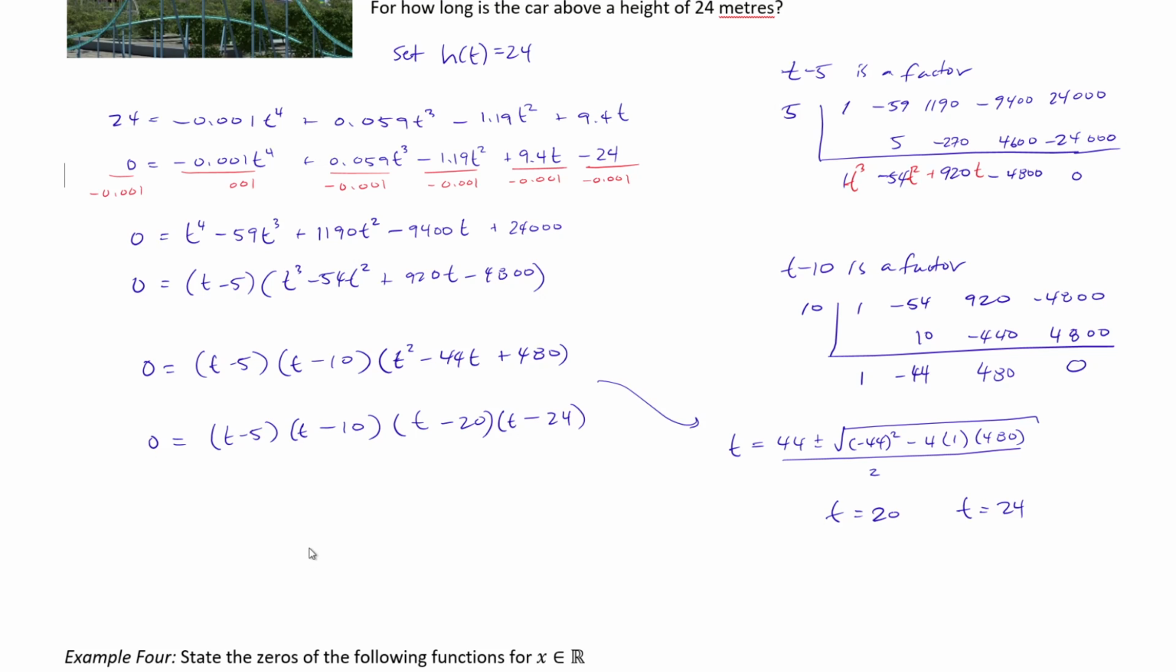All right, so it looks like our car is at 24 meters height at 5 seconds, 10 seconds, 20 seconds, and 24 seconds. But you have to think about this for a second, right? The question didn't ask for that. It says, for how long is the car above the height of 24 meters? Well, it's at 24 meters at 5 and 10. So it would stand to reason that the car is above 24 meters for 5 seconds here, and then between here and here, 4 seconds. So altogether, 9 seconds.